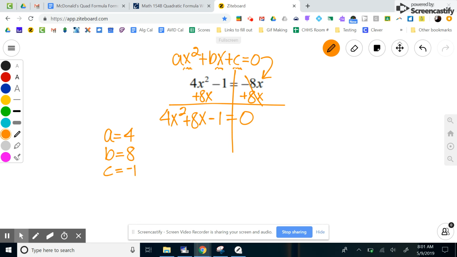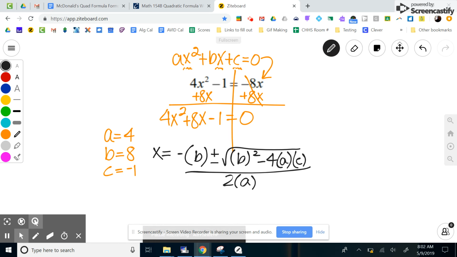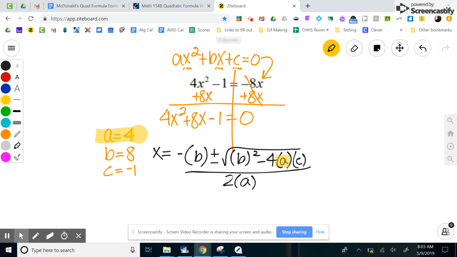So go ahead and pause your video and write down the quadratic formula. So for the quadratic formula, I got x equals the opposite of b plus or minus the square root of b squared minus 4ac all over 2a. Hopefully you guys got the same thing. Now we are going to sub in a, b, and c. So a goes here and here, b goes here and here, and finally c goes just here. Okay, so pause your video and sub them in.